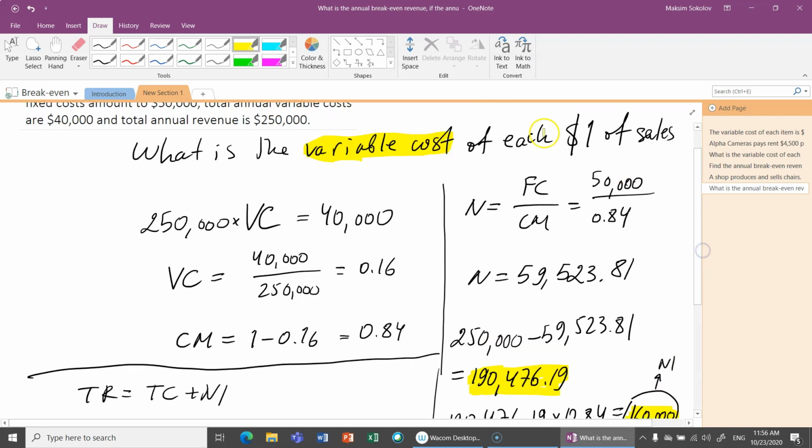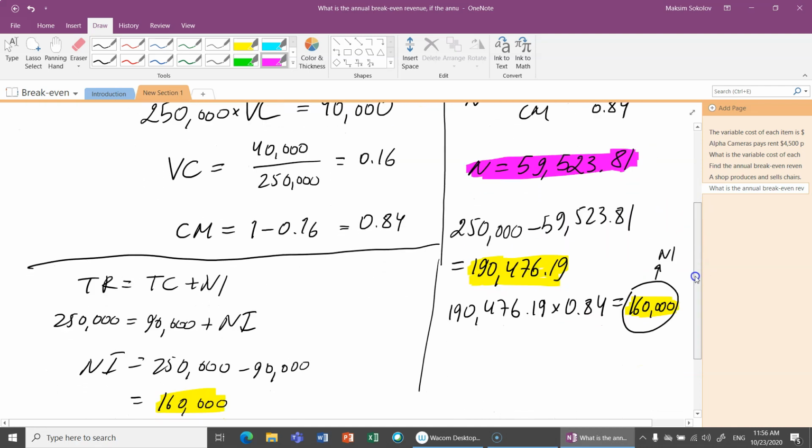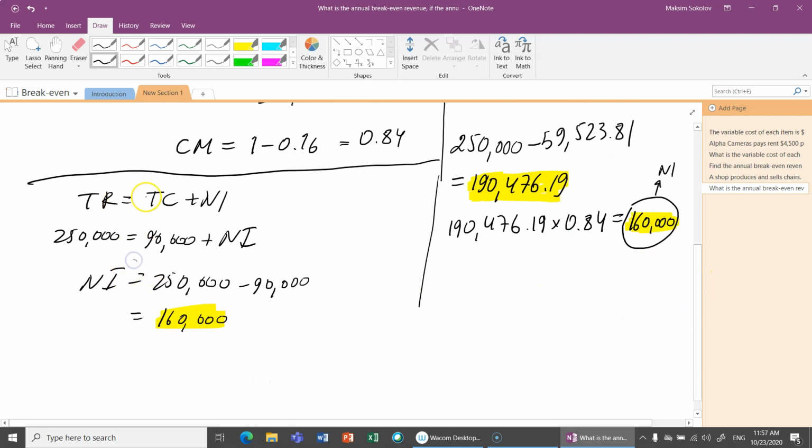Once again, the answer to the problem is actually this. It's $59,523.81 for the business to break even. And we just verified that this answer makes sense. So after the business breaks even, they still have some number of dollars, which is $190,476.19 to sell in order to make their net income. And because contribution margin is 84 cents for each dollar of sales, they can make $160,000 of net income, which is exactly what we see here from this general structure of this business.